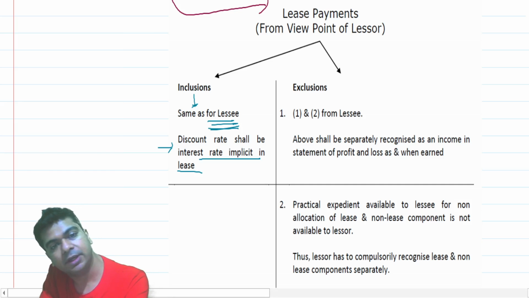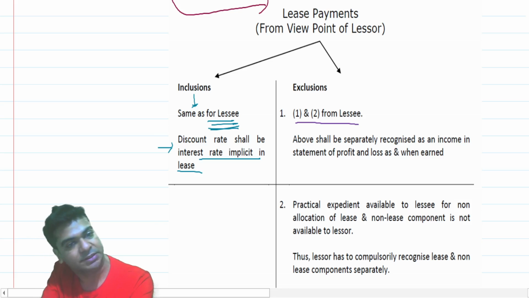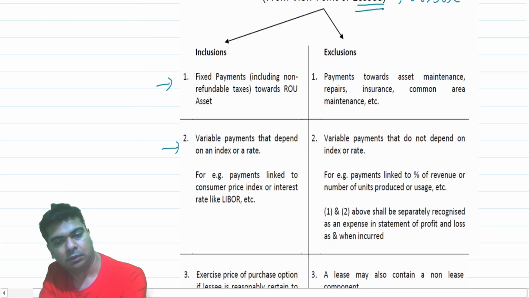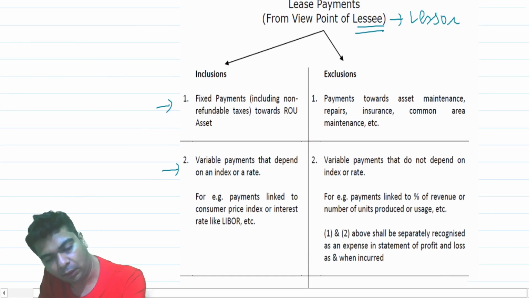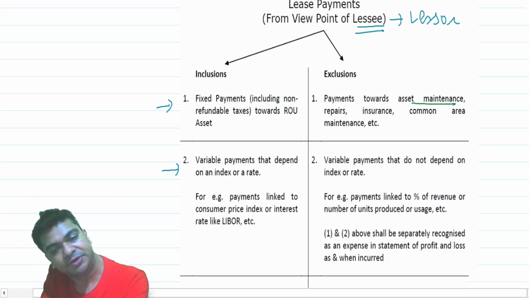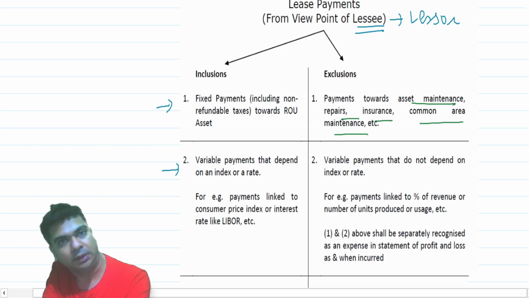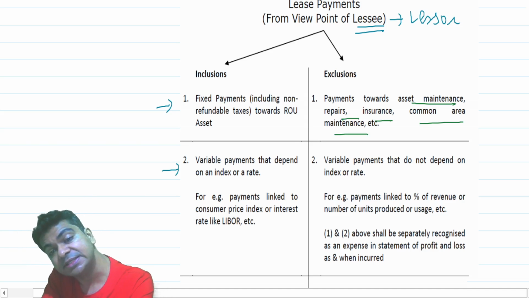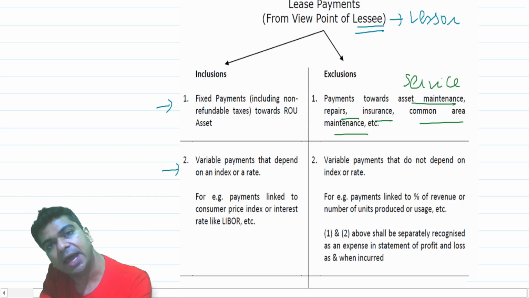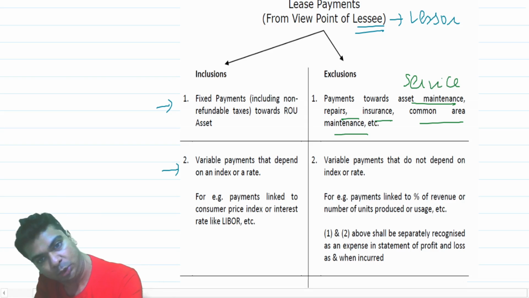Fine. So those were the inclusions. And what about the exclusions now? Just see exclusions. Again, 1 and 2 from the lessee. So again, I take you to lessee. Payment towards asset maintenance, repair, insurance, common area maintenance, etc. These are payments which are being made towards a service and not towards the asset. So they are excluded. They are excluded for lessee. They are also excluded for lessor.